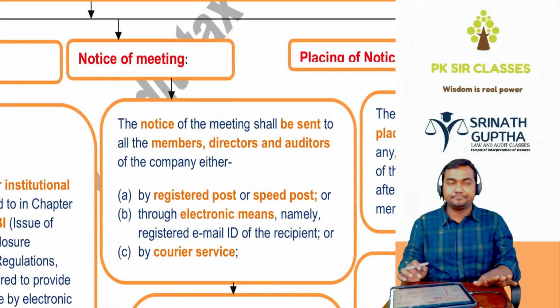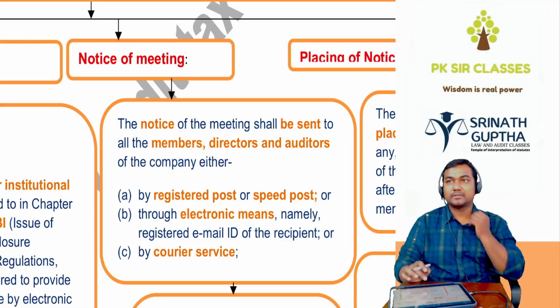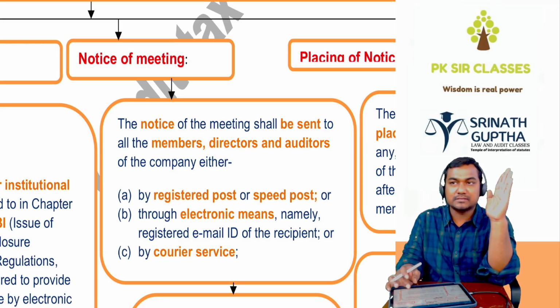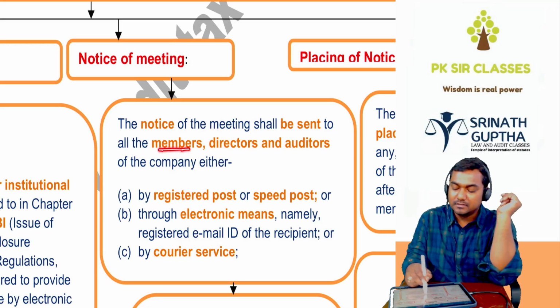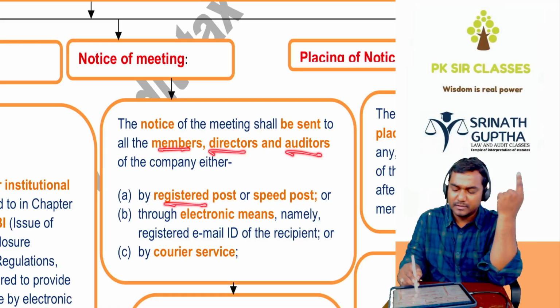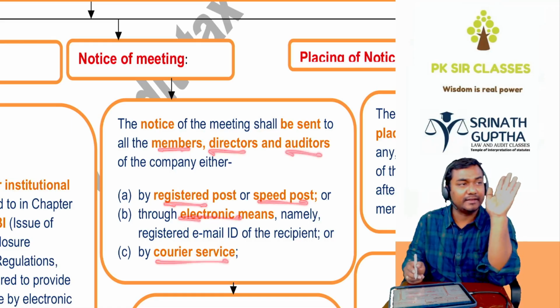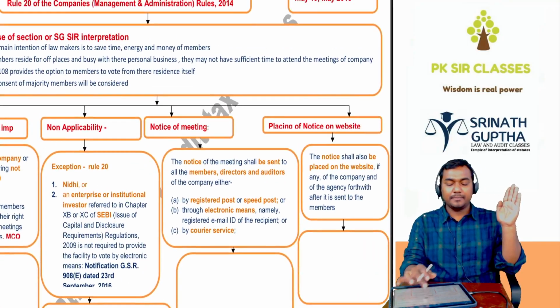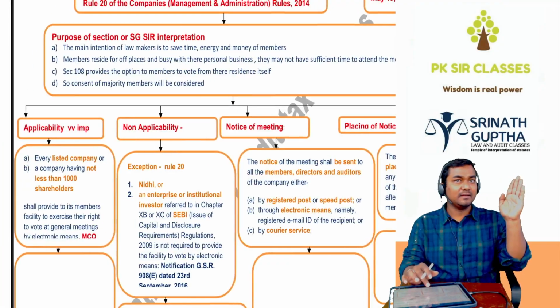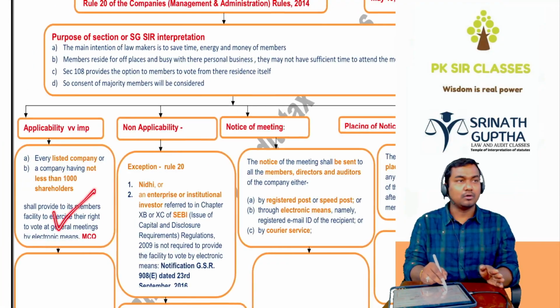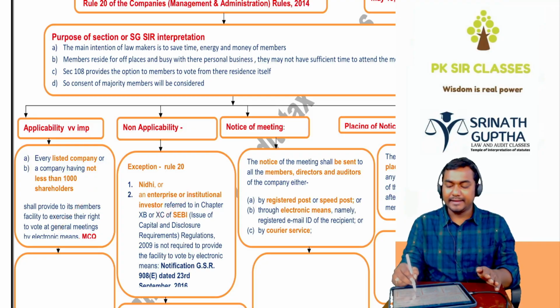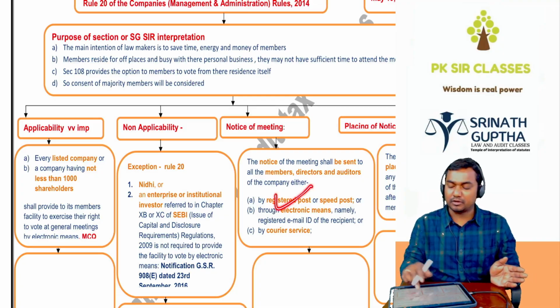And notice of the meeting. Even if you are authorized to vote electronically, the company has to send the notice of the general meeting. The company has to send the notice of the meeting to members, directors, auditors through register post, speed post, electronically or courier. But in real life, in most cases we give it by electronic means only. So every listed company having more than 1,000 members should give the voting details electronically. This is not applicable to Nidhi company and enterprise specified by SEBI. And the company has to give the notice of the meeting by speed post, courier, or electronically, mostly electronically only.